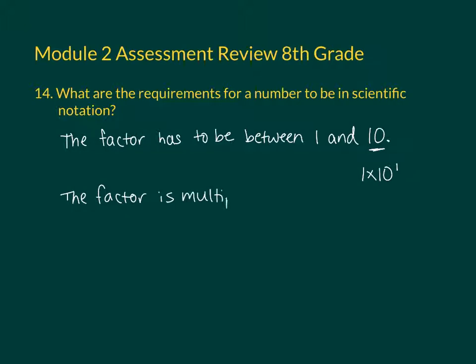There was a homework problem where you had to identify which ones were in scientific notation, and there was one that had a power of 5, and that can't happen. It has to be a power of 10. So the number was something like 4.23 times 5 to the 10th. That's not in scientific notation because that has to be a power of 10. So those are the two requirements to be in scientific notation.